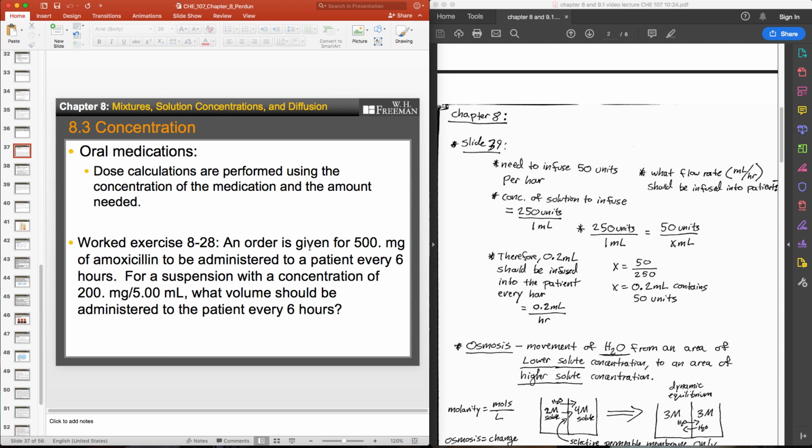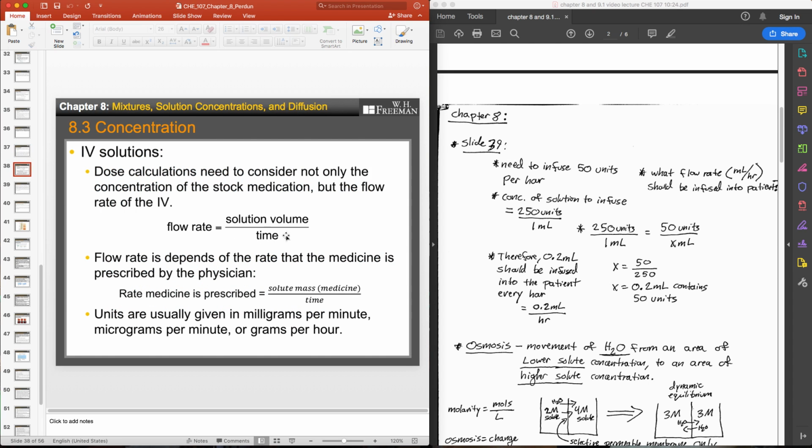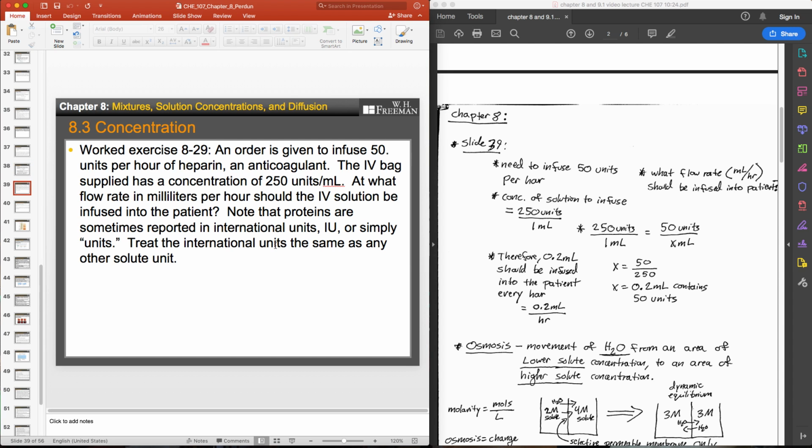So you can imagine this practice problem over here on slide 37. It's given 500 milligrams of amoxicillin every 6 hours. So what volume should be administered to the patient every 6 hours? Well, if we're looking for flow rate, it is going to be per time, and a lot of times it will be per 1 hour. It will give that to you in the question. And so it's asking, like in this question, the flow rate in milliliters per 1 hour, right?